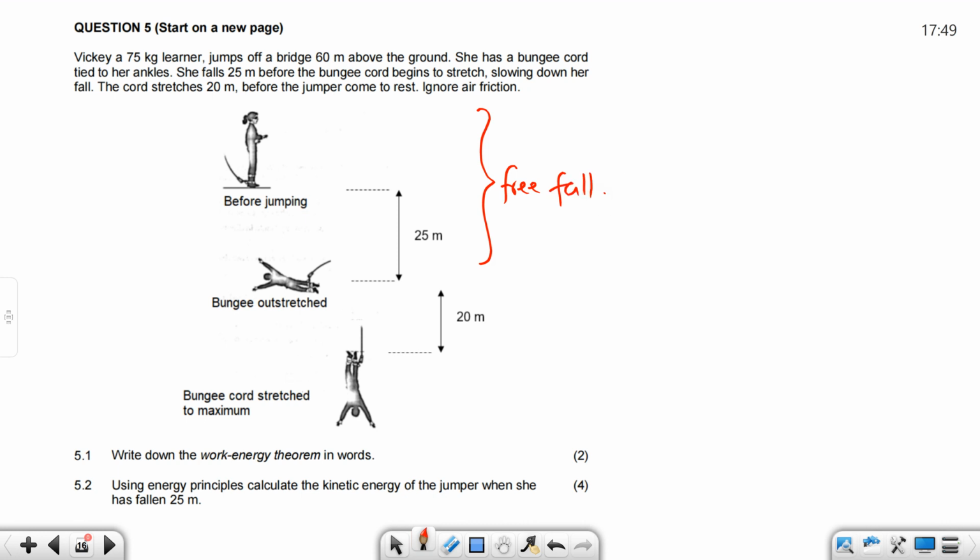Now, she falls 25 meters before the cord begins to stretch, slowing her down. The cord stretches 20 meters before the jumper comes to rest. Ignore air friction. Hence, free fall makes sense. Write down the work energy theorem in words, guys. Please, those 2 marks are for free. Work energy theorem.